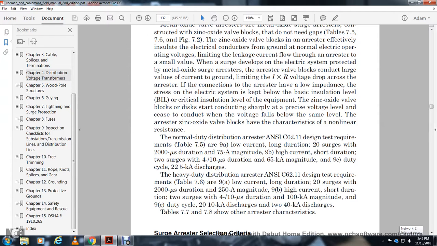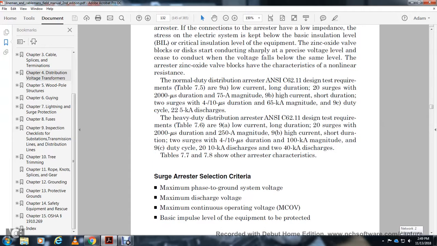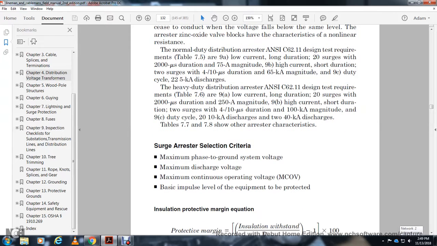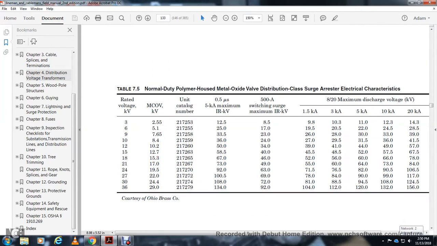The tables 7-7 and 7.8 show the arrestor characteristics. Surge arrestor selection criteria: maximum phase-to-ground system voltage, maximum discharge voltage, maximum continuous operating voltage, basic impulse level of the equipment to be protected. Insulation protective margin equation: protective margin equals the insulation withstand overvoltage maximum divided by the maximum discharge voltage, minus 1, times 100. The equation for the ANSI C62 application guide for the surge arrestor: maximum recommended margin is 20%.